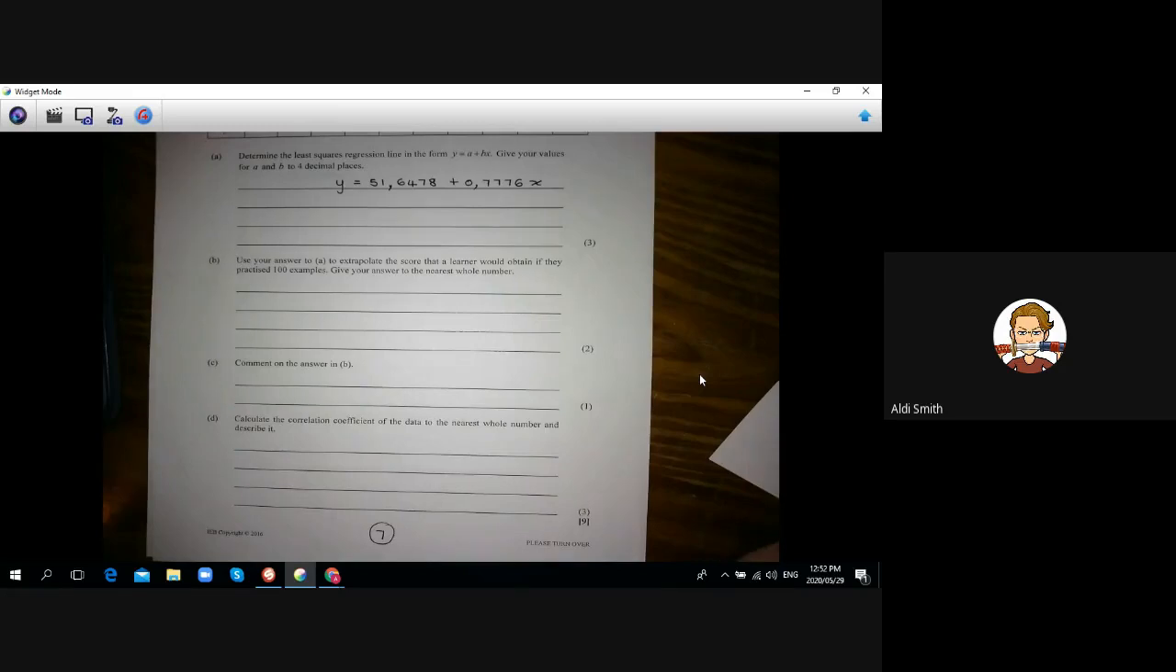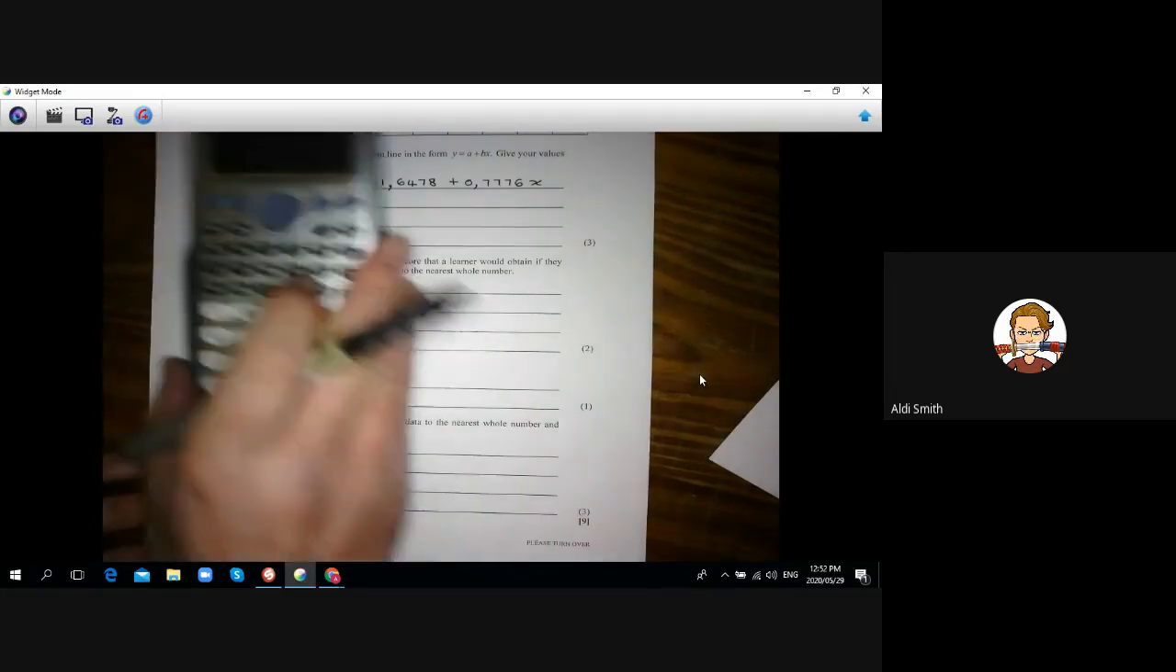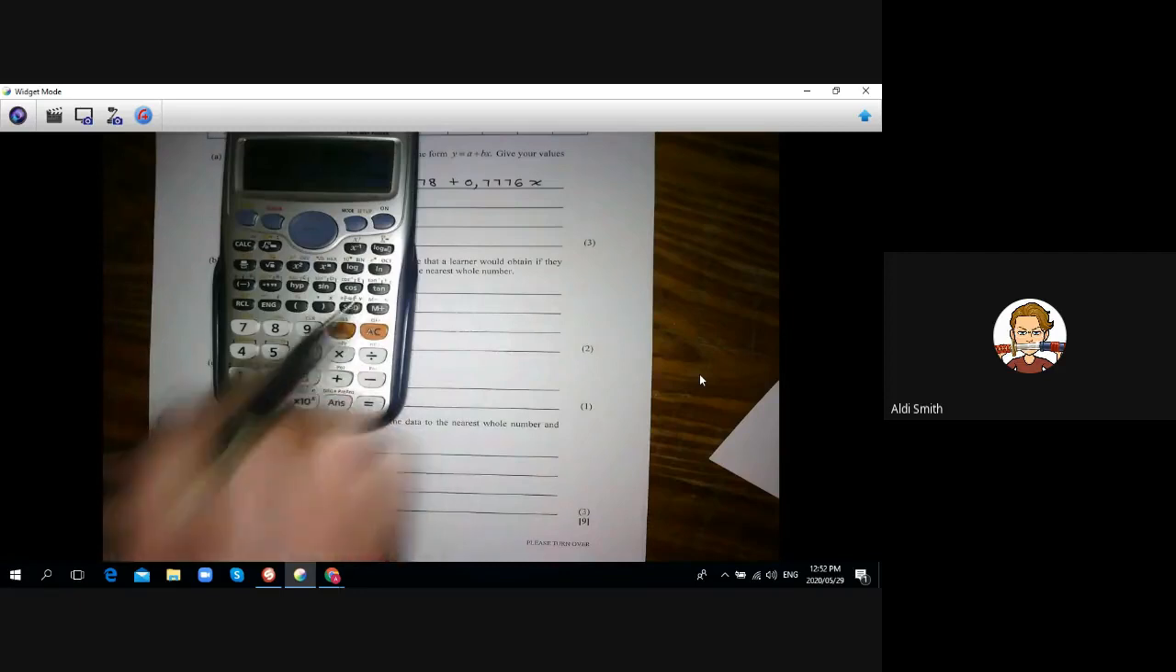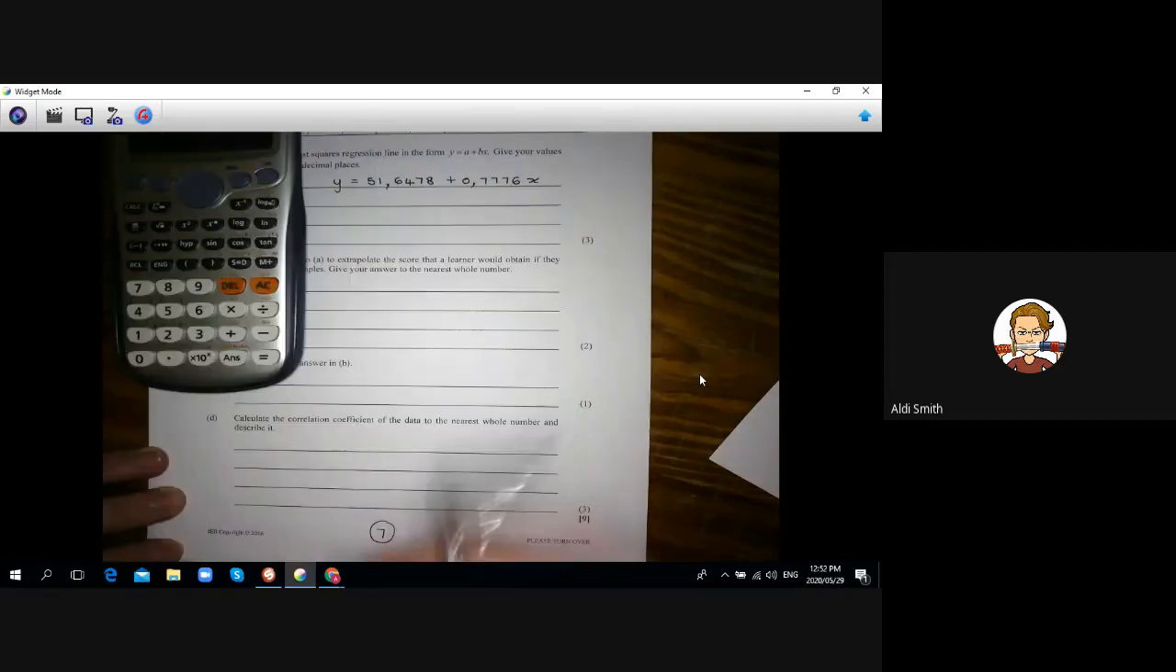And that's why I always just skip ahead to check that they don't ask for the correlation coefficient. So I can just quickly do that first. I'll press the AC button, Shift 1 for stat, regression, and then R for correlation coefficient, equals. So R over here, and they say, calculate the correlation coefficient of the data to the nearest whole number.